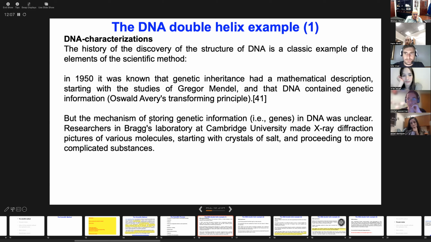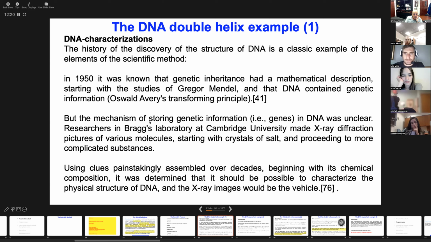Researchers at the Bragg laboratory in Cambridge University made X-ray diffraction pictures of various molecules, initially proteins, starting with crystals of salts and proceeding to more complicated substances. So using clues painstakingly assembled over decades, beginning with the chemical composition, it was decided that it should be possible to characterize the physical structure of DNA, and X-ray images would be the vehicle.